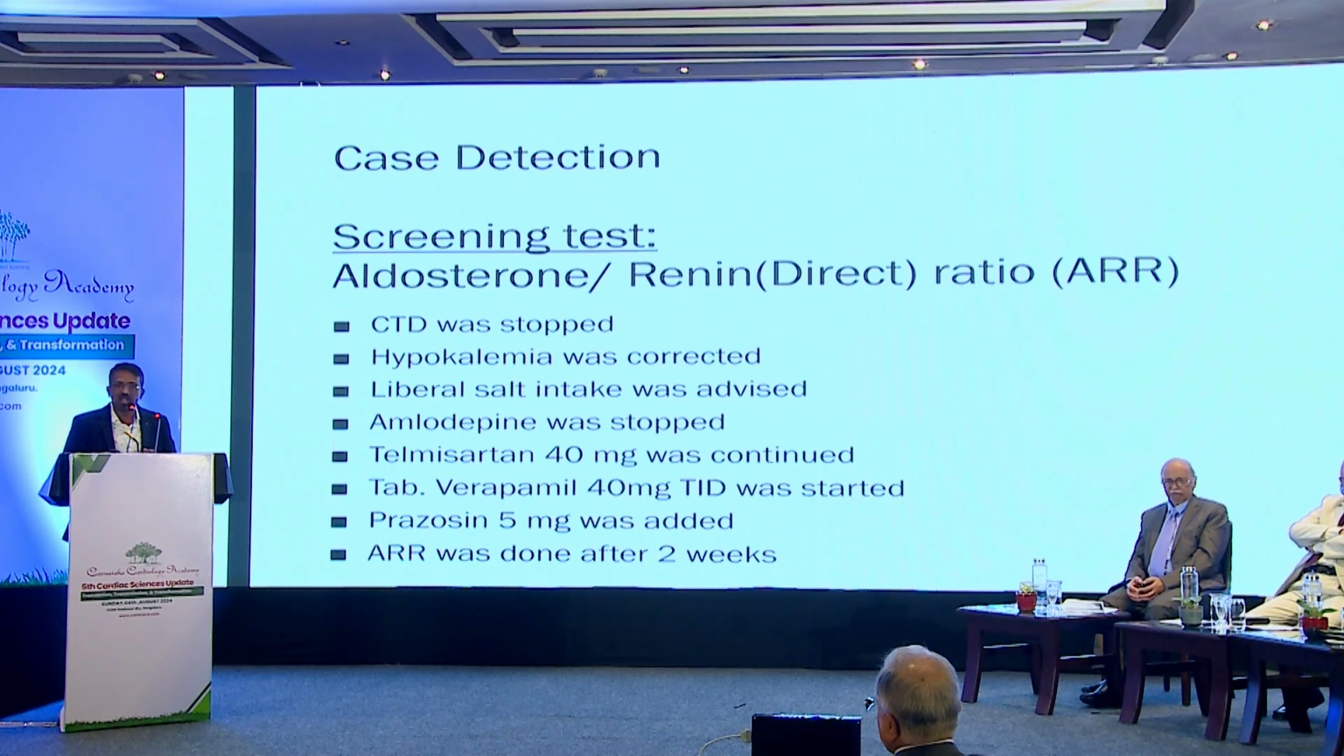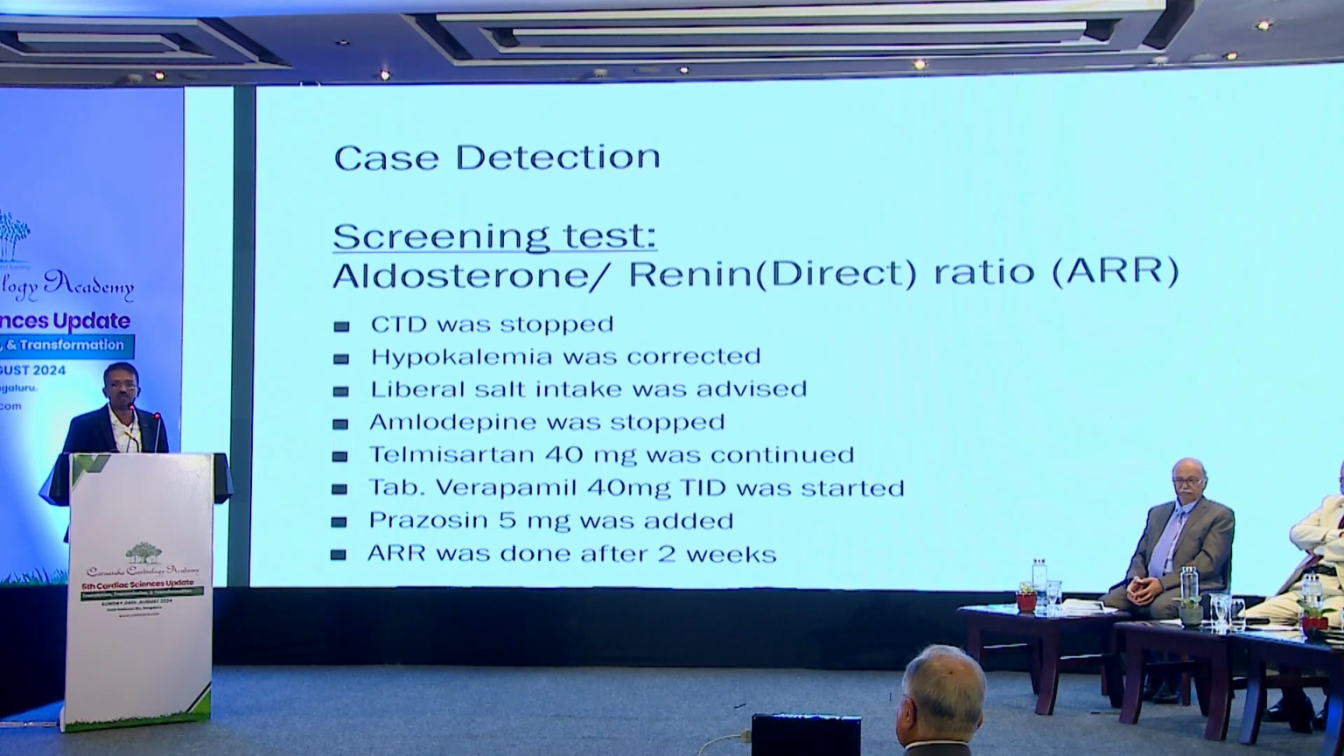What is very important is you need to create an ideal scenario before you subject the patient to ARR. You need to take care of certain drugs which are going to be responsible for the ARR being either false positive or false negative. Very important is the potassium wasting diuretic, especially the CTD. In this particular patient, the CTD was stopped and hypokalemia was corrected. You should always advocate a liberal salt intake. Either a low salt intake or a high salt intake will have an impact on renin and aldosterone.